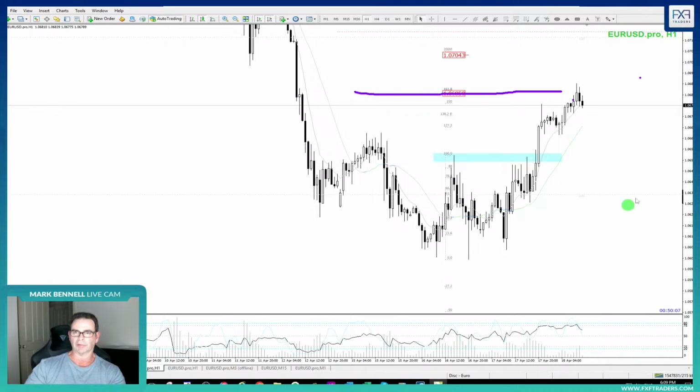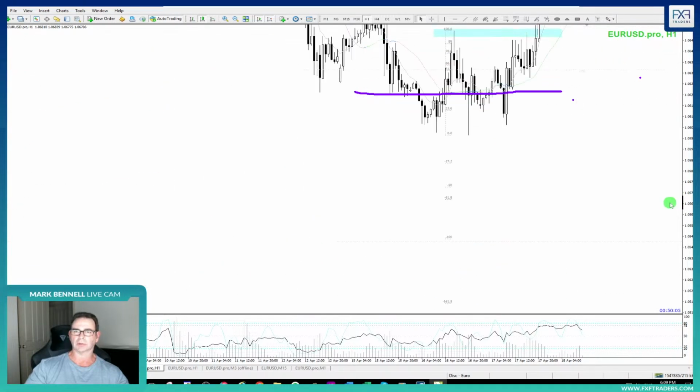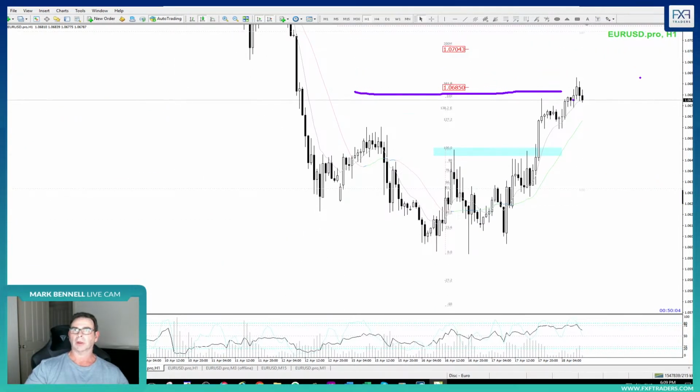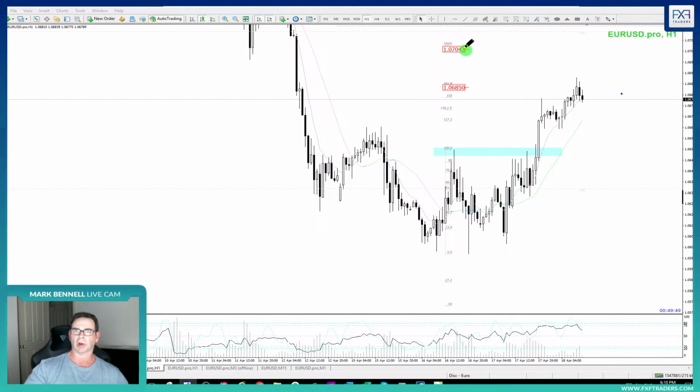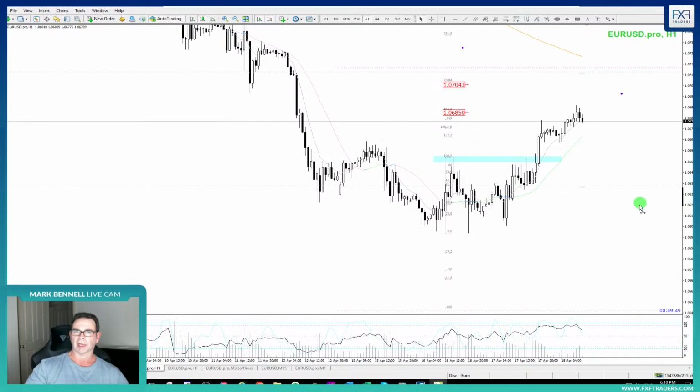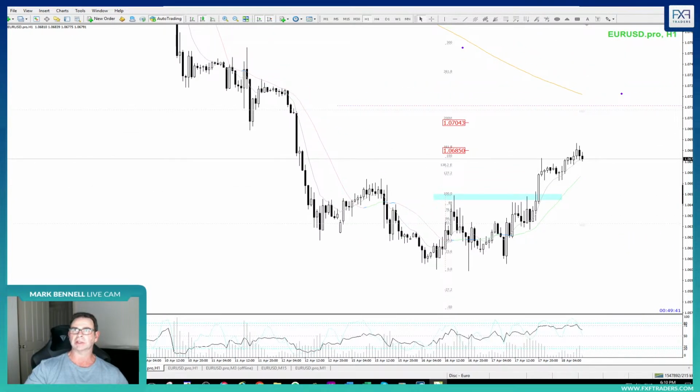So how I derived those is, oh boy. All right, so the base structure through here, the high to low projected up 61% and 200. So I'm taking the height of the base and projecting up 61 and 200. Now, the 200 we mightn't get to. We may get to it eventually, but notice the nice price void through here.